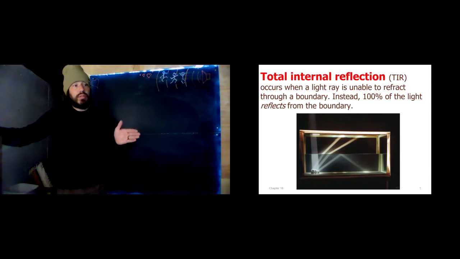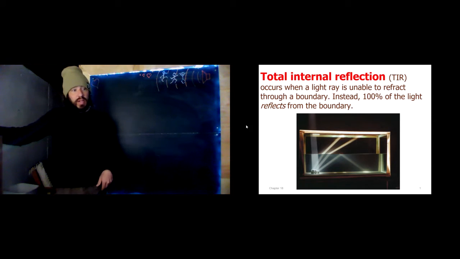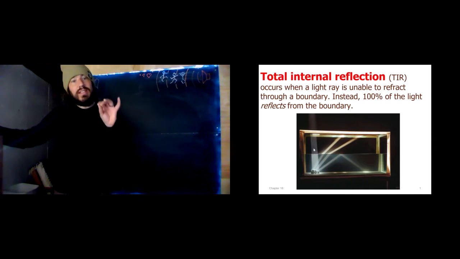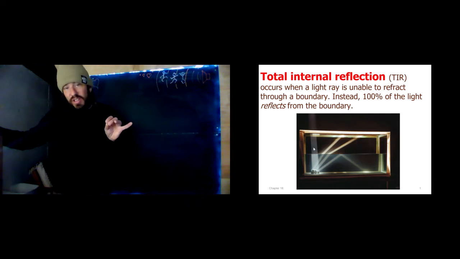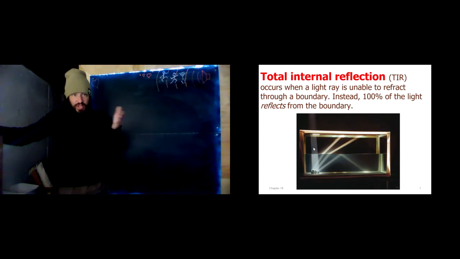Okay, so total internal reflection occurs when a light ray is unable to refract through a boundary, and instead 100% of the light reflects from the boundary. This is a nice picture of the phenomenon I was just trying to demonstrate. Notice that if the angle of incidence is 0 degrees, we see no bending of light at all. That's generally true, no matter what direction we're going. As the angle of incidence increases, however, we start to see more and more bending.